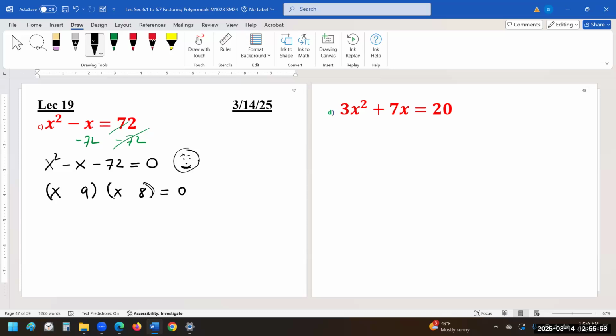But how about the signs? 9 has to be minus because of the middle sign. Middle sign always goes to the bigger factor. That means 8 has to have what sign? Positive. Any questions so far? Leandro? No. So this is our next step. The middle sign always goes to the bigger number, the bigger factor.